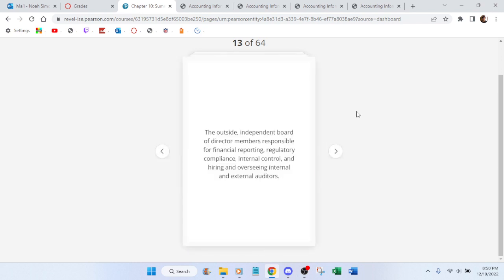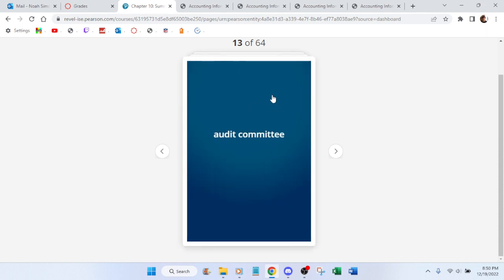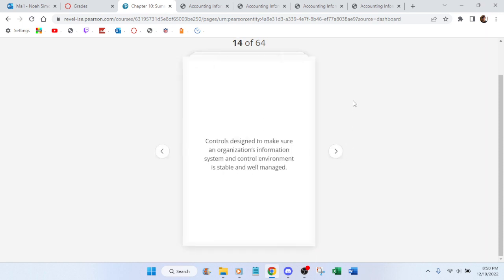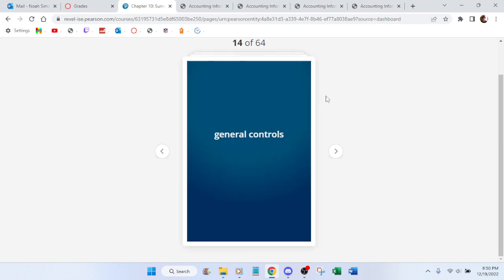The outside independent board of director members responsible for financial reporting, regulatory compliance, internal control, and hiring and overseeing internal and external auditors. Audit committee. Controls designed to make sure an organization's information system and control environment is stable and well managed. General controls.